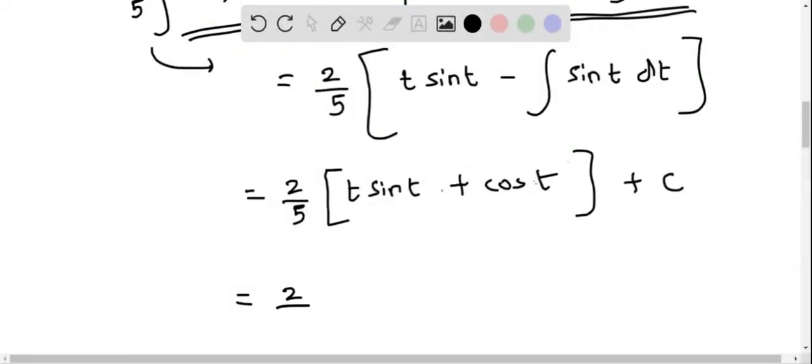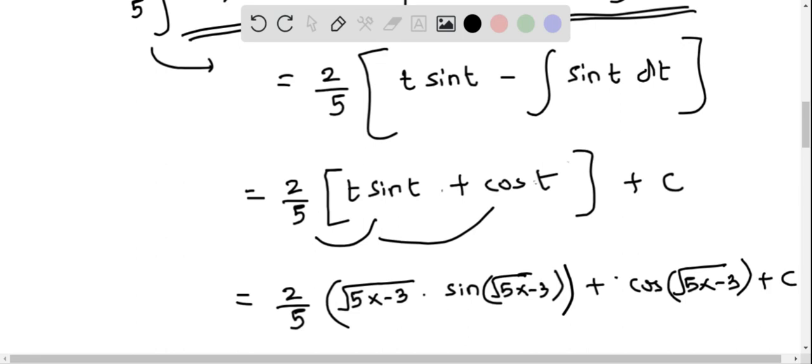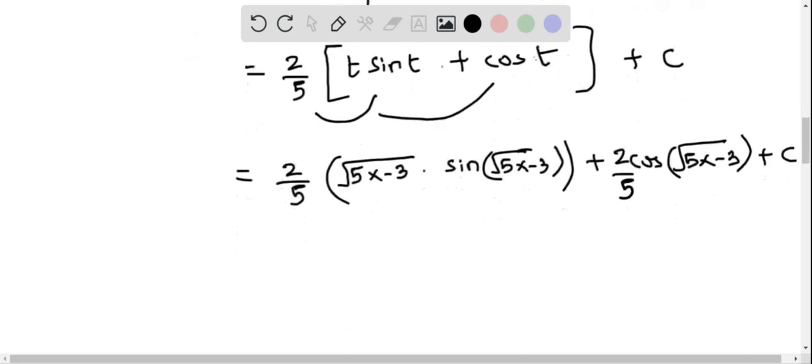So therefore this becomes 2 by 5 square root of 5x minus 3 multiplied by sine of square root of 5x minus 3. We can put a bracket, plus cos t, that is cos of square root of 5x minus 3 plus the constant of integration. Notice that this 2 by 5 is multiplied with these two terms. So I can rewrite this as 2 by 5, and I can also put the 2 by 5 for the cos term component. So this is the final answer, which means option C is correct.